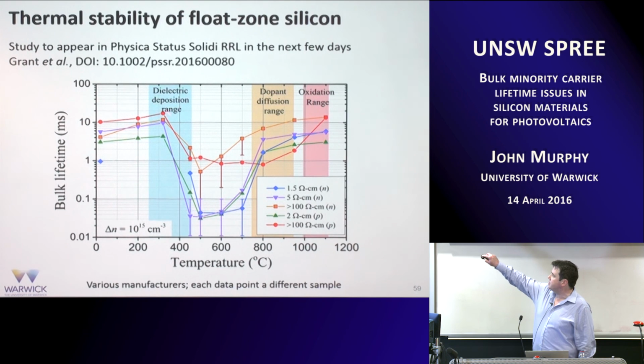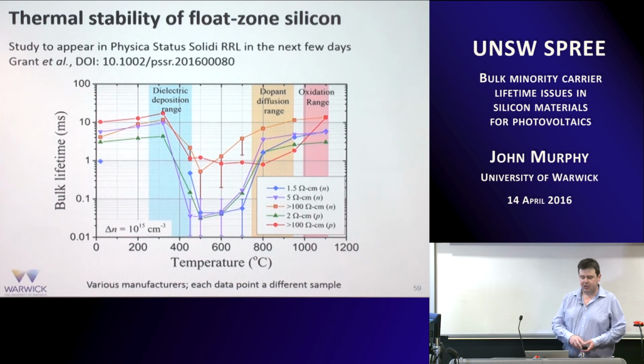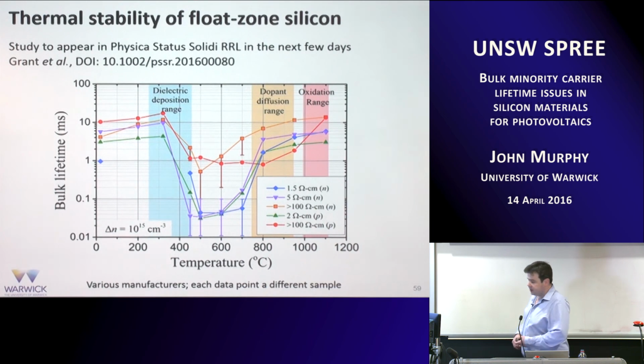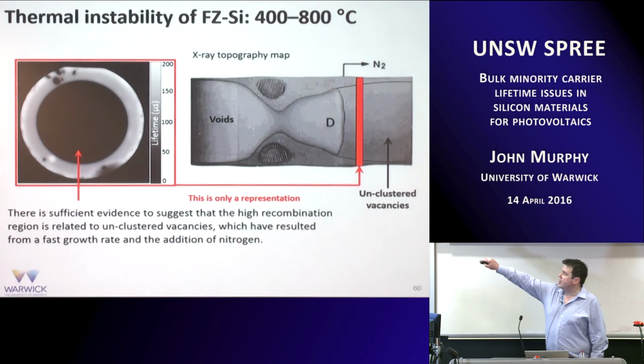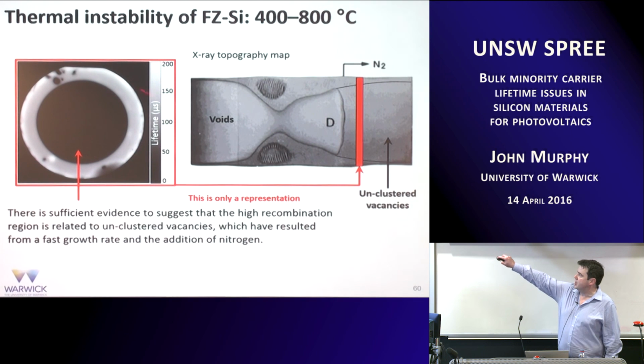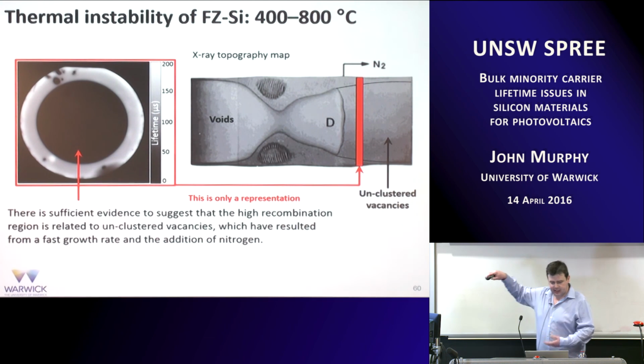And so what you find is that at temperatures like 400 to 800, you get a big crash in lifetime. And you can see that in terms of the distribution of interstitials and vacancies. You can understand that in terms of this X-ray tomography image, and you can understand this, like in the oxide precipitate case, it's to do with vacancies and interstitials and them giving rise to recombination in some way.